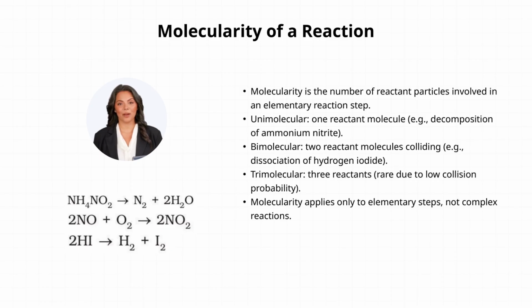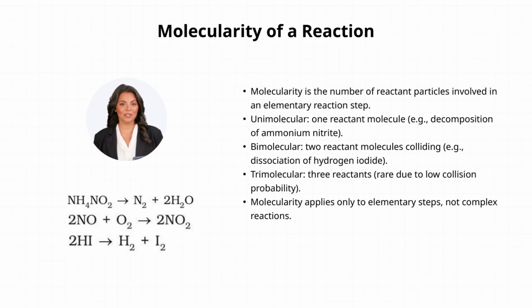Now let's talk about molecularity, a key term that describes how many reactant species come together in a single elementary reaction step. If only one molecule breaks apart or rearranges, it's unimolecular, like ammonium nitrite decomposing into nitrogen and water. When two molecules collide and react, it's bimolecular, such as hydrogen iodide dissociating into hydrogen and iodine gas.